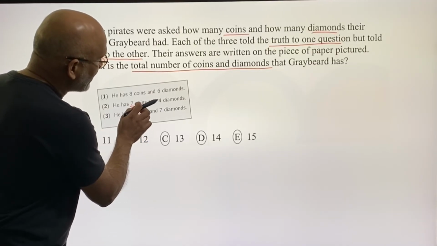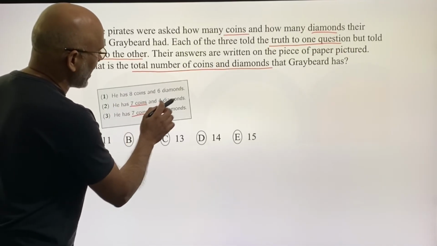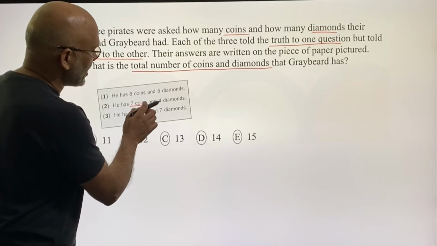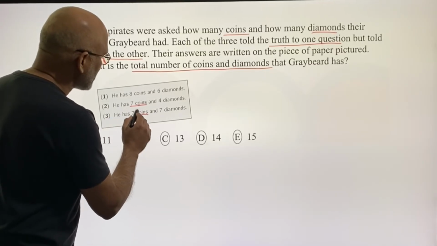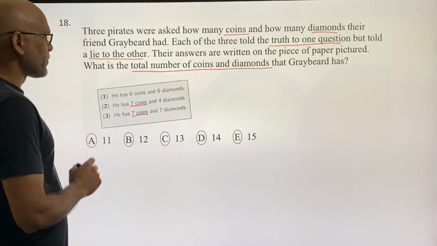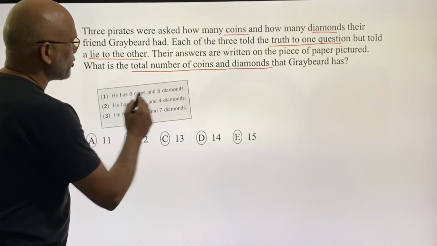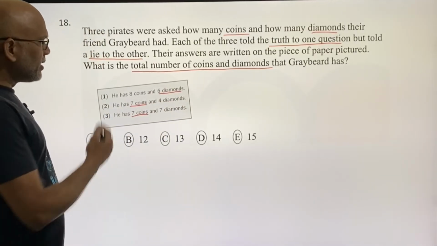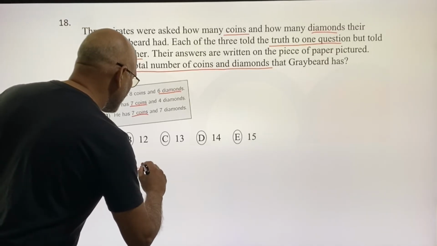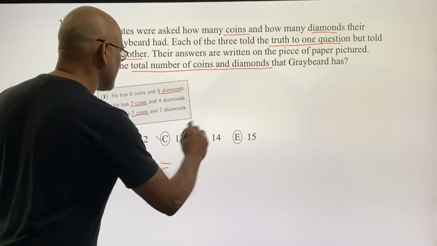But 4 and 7 cannot both be true. They are different, right? They cannot have 4 diamonds and 7 diamonds. So they are different numbers, right? Then 7 coins and 7 coins must be true. Now, if 7 coins is true, 8 coins cannot be true. That means 6 diamonds is true, right? So that means a total of 7 plus 6 is equal to 13, right? And C is the correct choice.